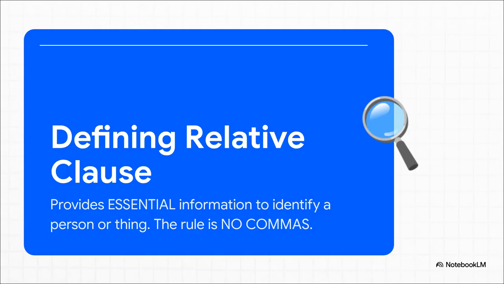First up, we have the defining relative clause. And the name says it all, right? It defines or identifies who or what you're talking about. Like in this sentence, the employee who developed the new system received a promotion. That clause tells us exactly which employee we mean. And the big rule, the number one thing to remember, absolutely no commas.